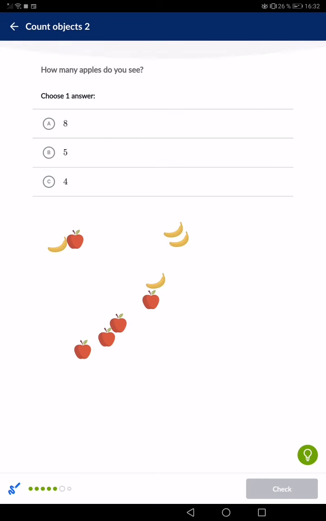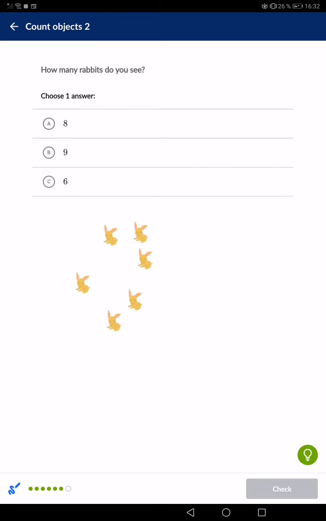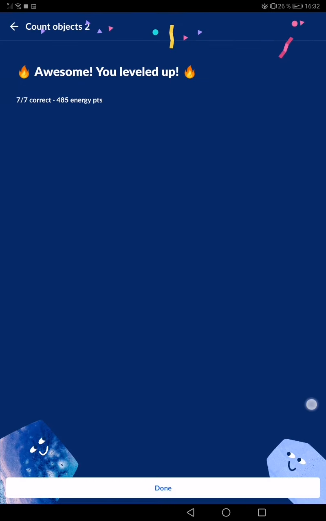How many apples do you see? 1, 2, 3, 4, 5 apples. How many rabbits do you see? 1, 2, 3, 4, 5, 6. 6 rabbits.